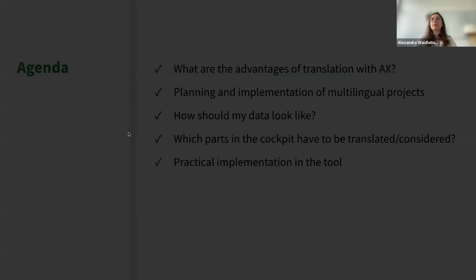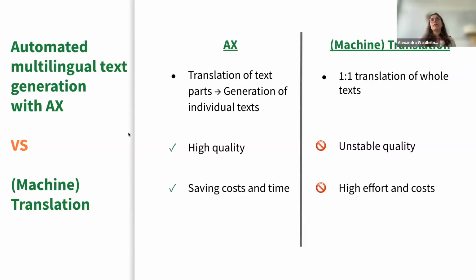So, okay. What are the differences between automated multilingual text generation with AX and, let's say, classic translation? Doesn't matter if we talk about machine translation or manual translation, which is done from a translator. So what are the differences? Classic translation means that you have a complete whole text that is translated to another language.